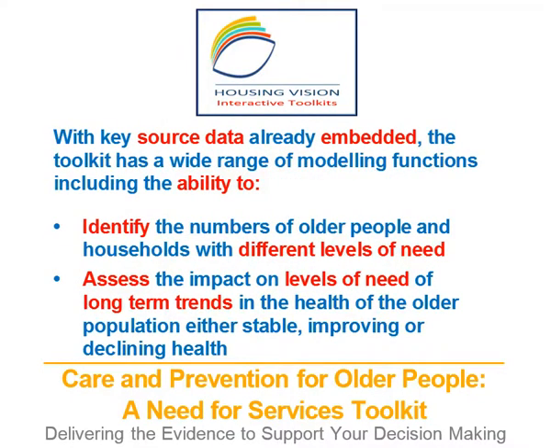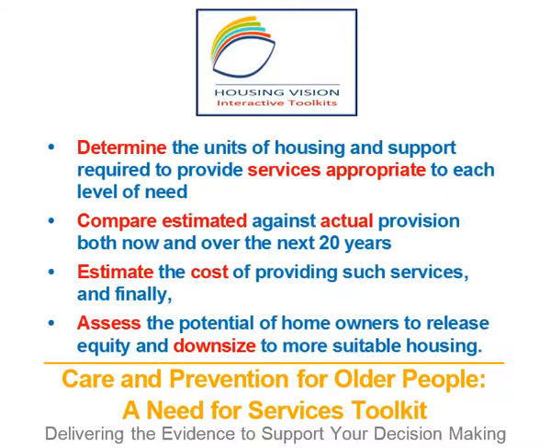With key source data already embedded, the toolkit has a wide range of modelling functions, including the ability to identify the numbers of older people and households with different levels of need, assess the impact on levels of need of long-term trends in the health of the older population, either stable, improving or declining health, determine the units of housing and support required to provide services appropriate to each level of need, compare estimated against actual provision both now and over the next 20 years, estimate the cost of providing such services, and finally, assess the potential of homeowners to release equity and downsize to more suitable housing.